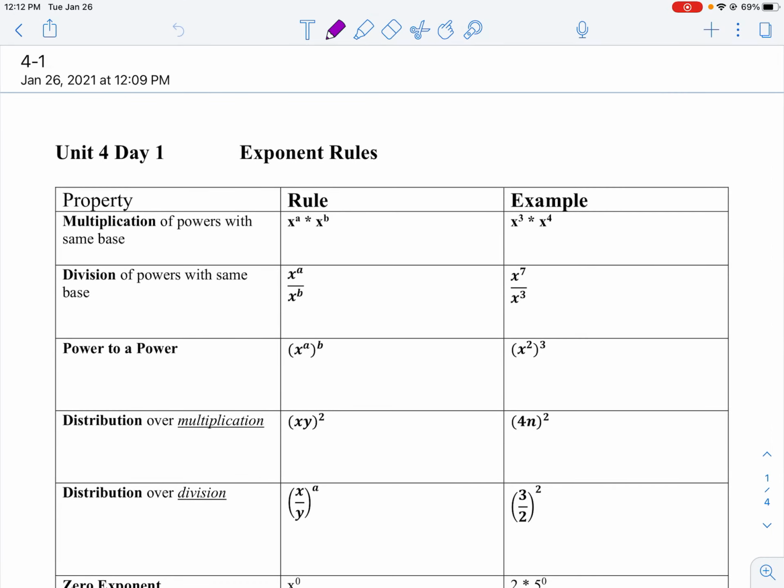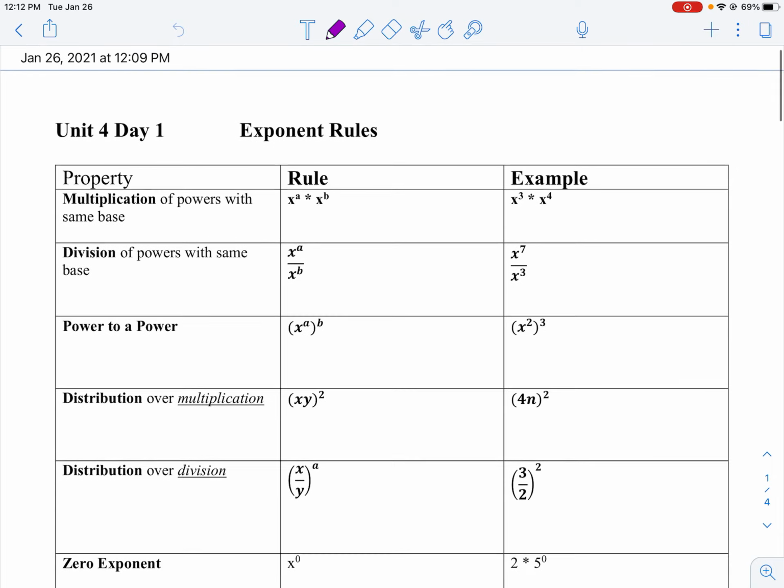Hello everybody. Well, we made it through Unit 3, so we'll be done talking about quadratics, unless you see them on your weekly. We're going to start a new chapter, Unit 4, Day 1, Exponent Rules. So make sure you have that out or you're taking notes while I'm going through this.